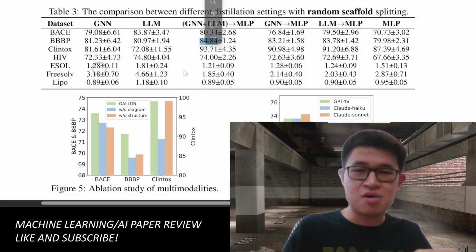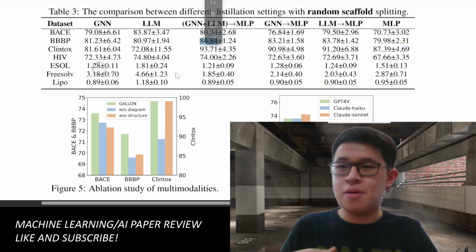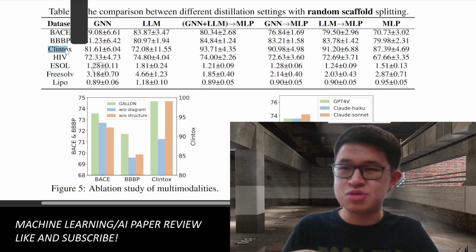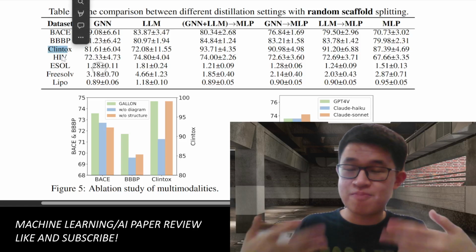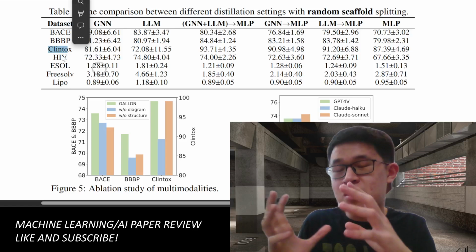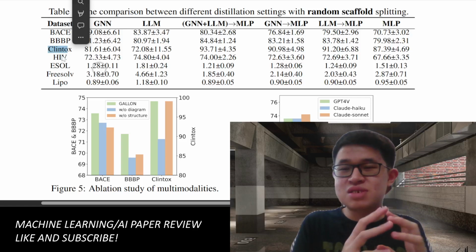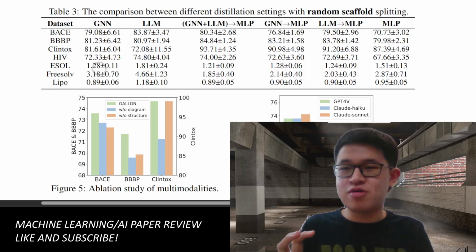Is it possible to distill a large language model, not into a smaller language model, but how about we just distill it into a multilayer perceptron? It would be so much cheaper. And so that's what this video is going to be about. The paper is called LLM and GNN are Complementary: Distilling LLM for Multimodal Graph Learning, and it's done by a group of researchers at Pennsylvania State University. So yeah, let's get back into it.